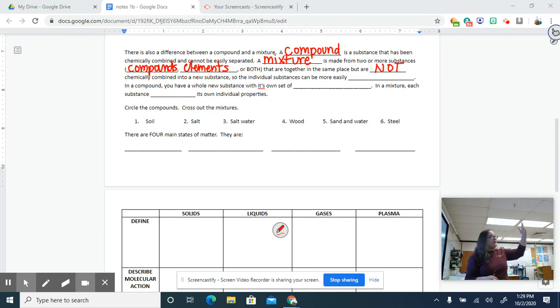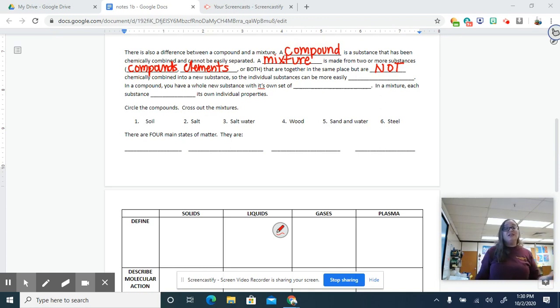You can either evaporate one of them away and be left with the other one, or you can use a magnet and pull one of them out, or you can use a filter or a sieve to get particles of it out, or you can use a vacuum extractor with a filter on it. If there's a way to pull the stuff out relatively easily without a chemical reaction, then it's a mixture. Like salt water, that's a mixture. I can get the salt back out of it. I have to evaporate the water away and I'll be left with salt.